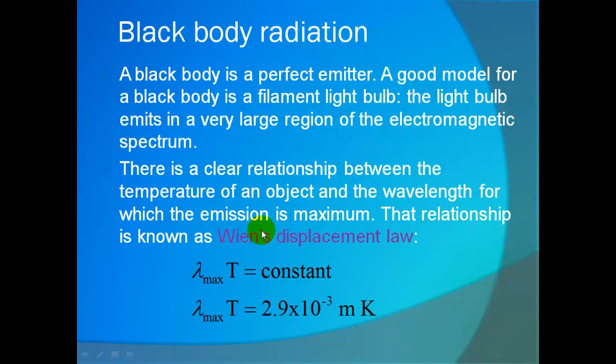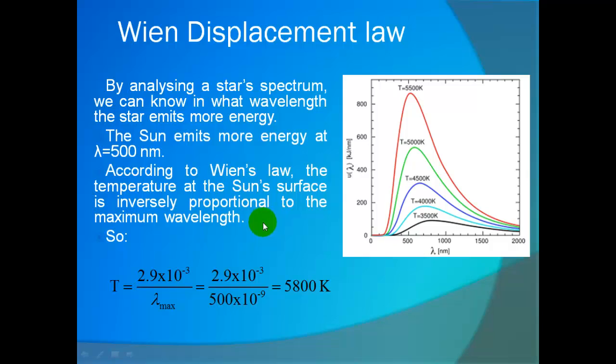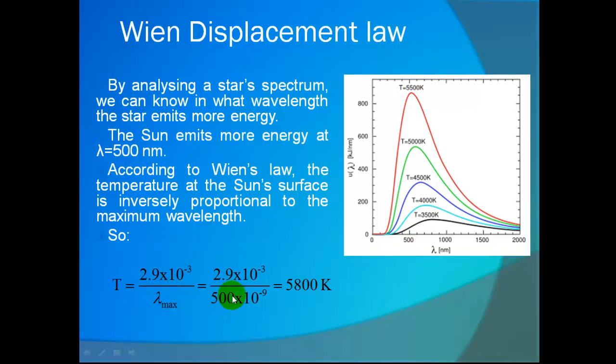And here we have it again. This is a low temperature, 3500, and we have this wavelength, which is 700, 800 nanometers. When we have a temperature of 5500, the wavelength is around 500 or 600 nanometers. The Sun has a temperature of 5500 Kelvin. If we know what the wavelength is, we can divide 2.9 times 10 to the minus 3 by the wavelength, and that gives us the surface temperature of the star.